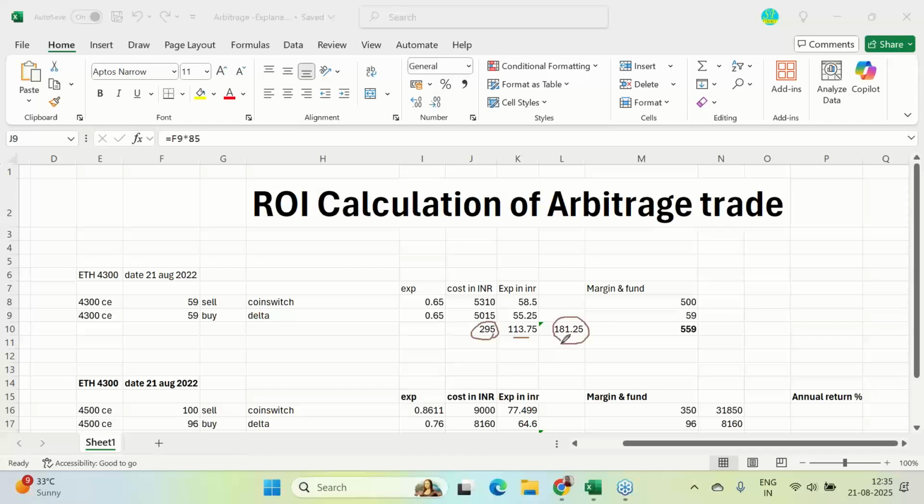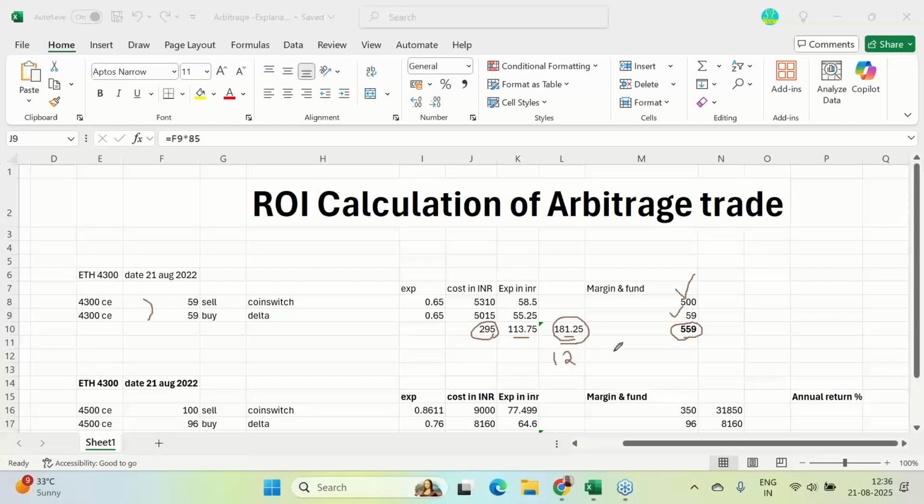But what happens after noon? I am seeing that this becomes ITM. So this 181 is my fixed gain. If it becomes OTM, out of the money, I will get this much and I will not get anything extra. For this, my investment will be around $560. So here I have to pay 500 USDT, and 59 I have to pay here. But fortunately today, since it is at the money, I am getting near to 12.